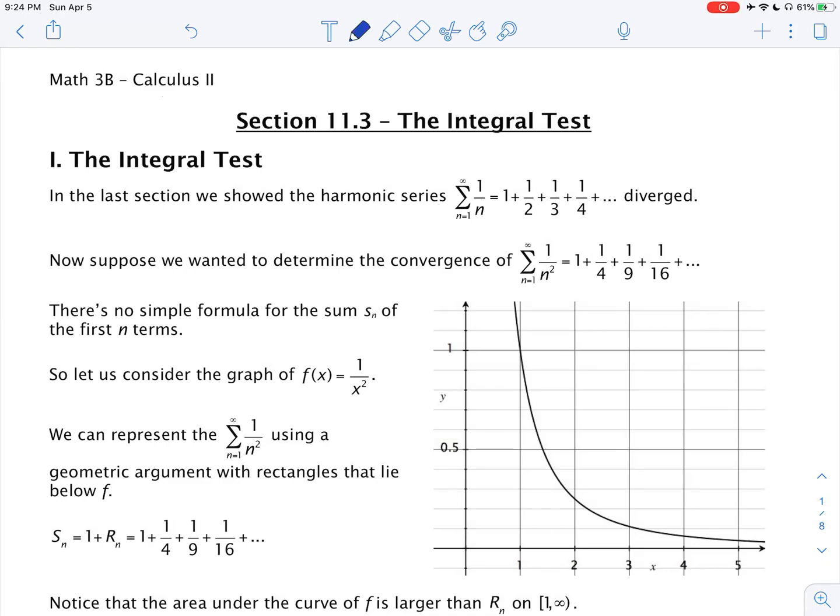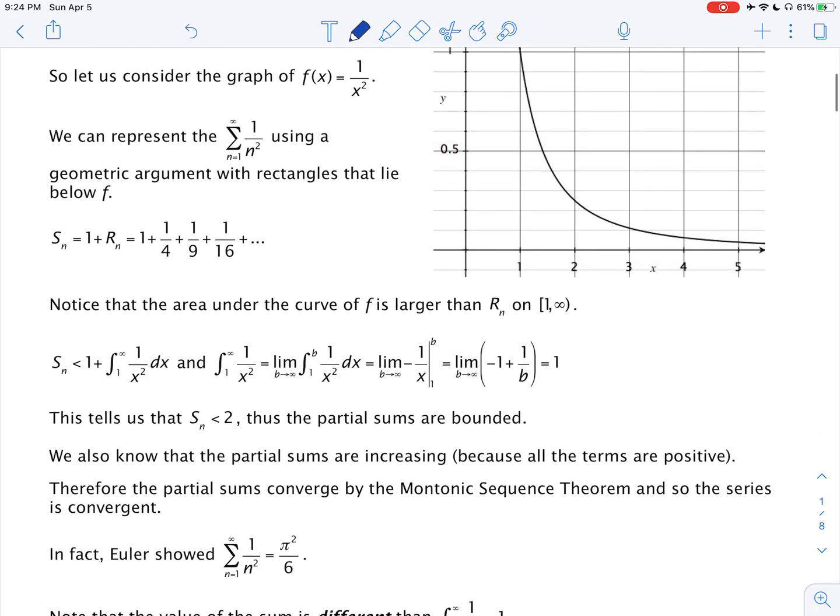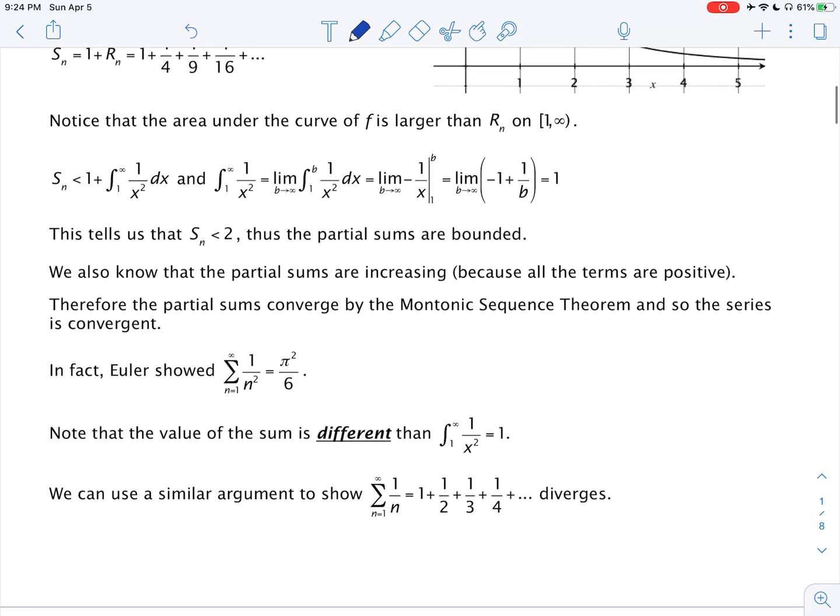Greetings. Back to Math 3B, Calculus 2, Section 11.3, the integral test for series. I want the class to review the first page of this worksheet. Hopefully you have read or reviewed the PDF files.